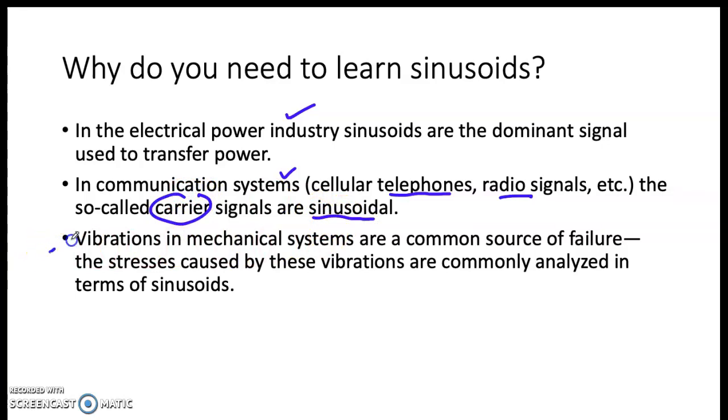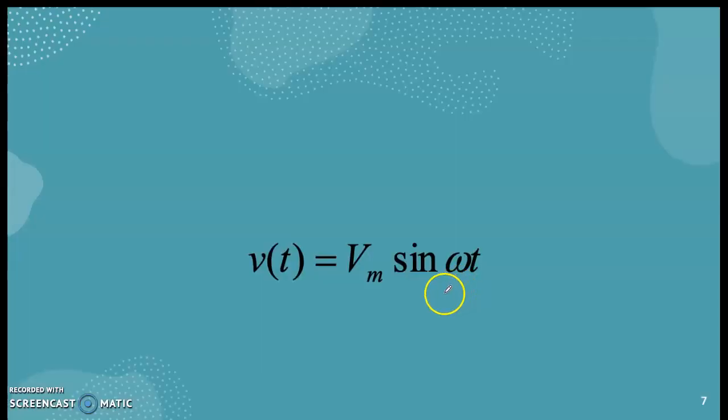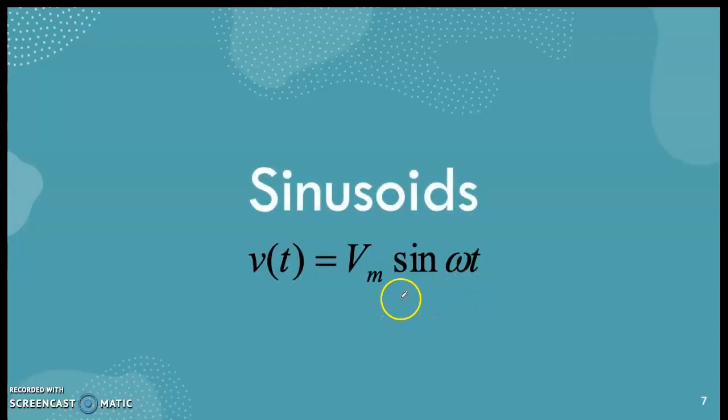The last one, since you are all in mechanical engineering, you learn about vibration. All this vibration, the spring constant, is actually sinusoidal. The amplitude will change with time. Okay. So what are sinusoids actually?